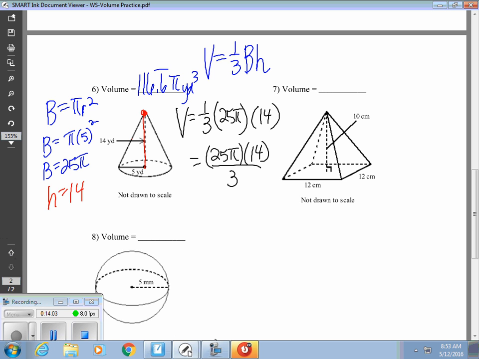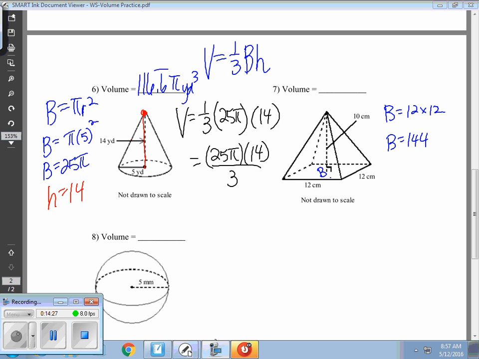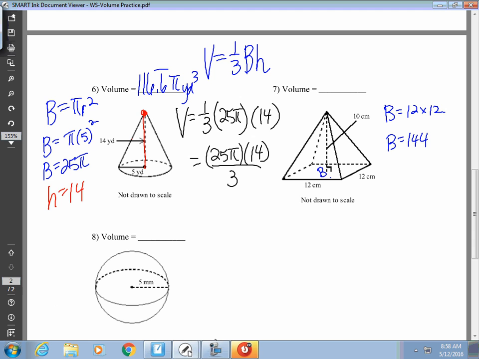All right, on 7, same thing. Now, what's our base here? Yeah, the square. It's the 12 by 12. And then you see the height. Okay, I'm going to let you do 7. Your base, you should have got 144. Your height, you should have had is 10.